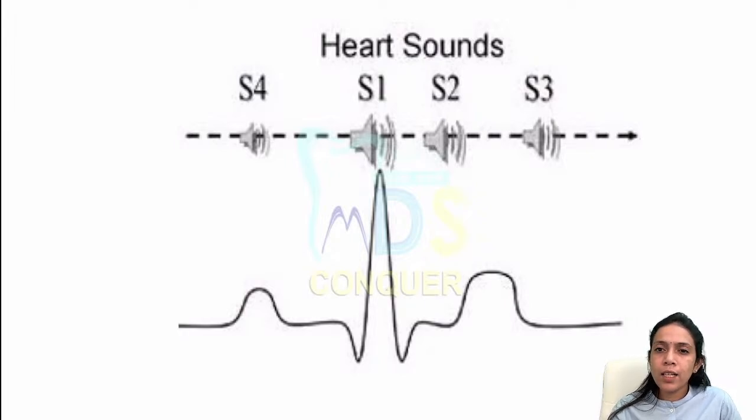S3 is not usually seen in everyone, it's seen in children. And S4 is seen in conditions like ischemic heart disease. Okay, so all the heart sounds in the cardiac cycle, again an important area to revise, so don't leave it. Now next question.